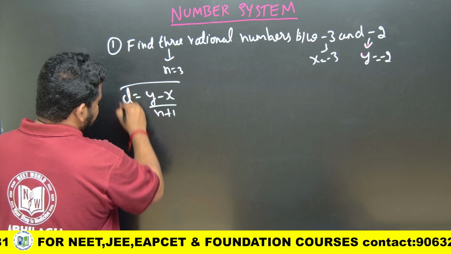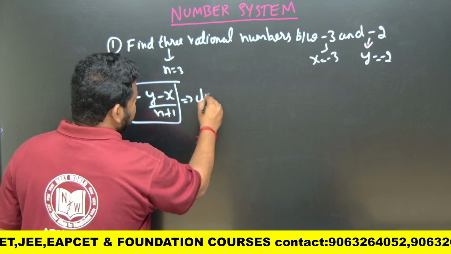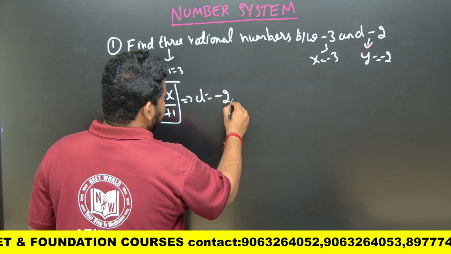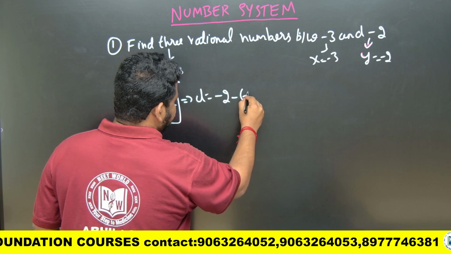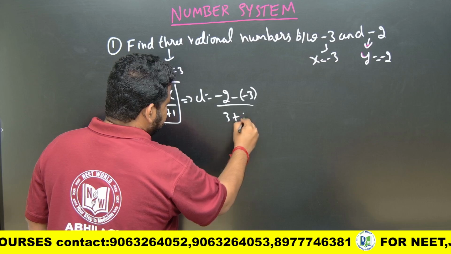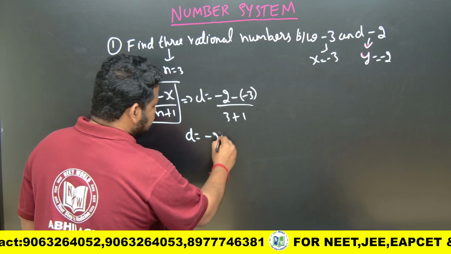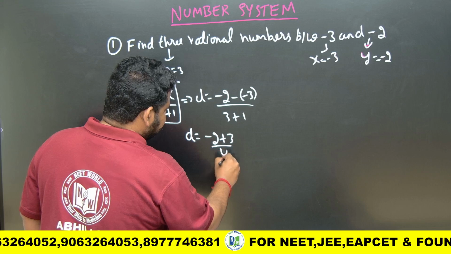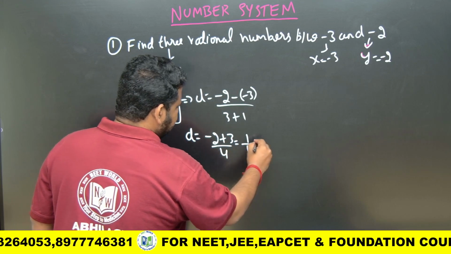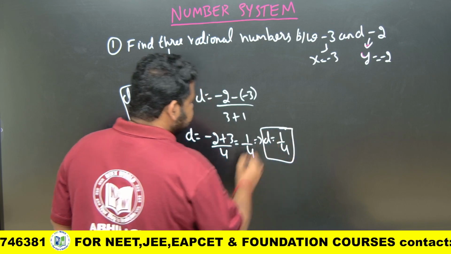So if I put this formula, what will I get? y is -2. This implies d is equal to y, which is -2, minus x, which is -3, so minus of -3, divided by n plus 1, n is 3, so 3 plus 1. So d will be equal to -2, minus of -3 will become +3, divided by 3 plus 1, which is 4. So -2 plus 3 is nothing but 1 by 4. So we got d is equal to 1 by 4.